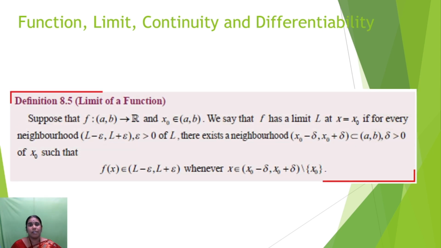First definition, limit of a function. The function f is from (a, b) to R and x0 belongs to (a, b). Suppose that f is a function. Then we say that the function has a limit L if for every neighborhood there exists a neighborhood (x0 minus delta, x0 plus delta) such that f(x) belongs to (L minus epsilon, L plus epsilon). So this is the definition of the limit of a function, that is, when a function f has a limit L.